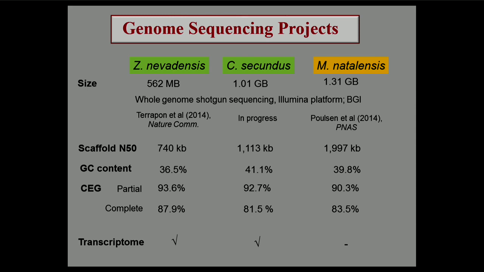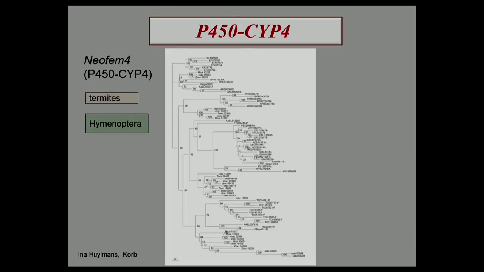So what are the results from this genome sequencing project with regard to our NeoFem genes? We actually could identify all our NeoFem genes in Cryptotermes, in Zootermopsis, and in Macrotermes natalensis. And we actually found some interesting patterns. I will show you this result for our P450 gene, which seems to be involved in the communication and the production of the royalty scent.